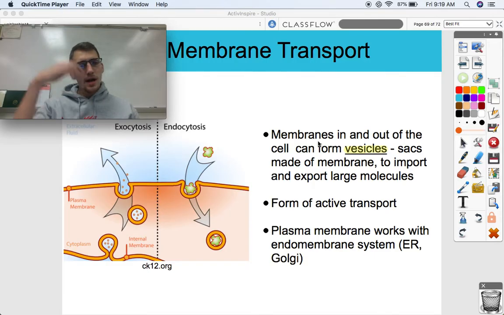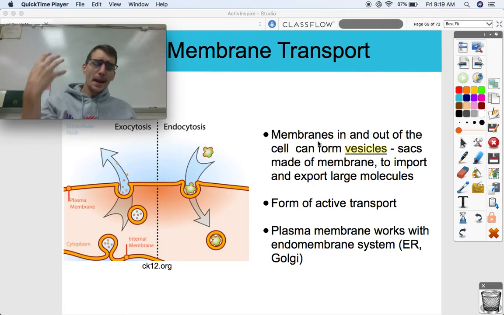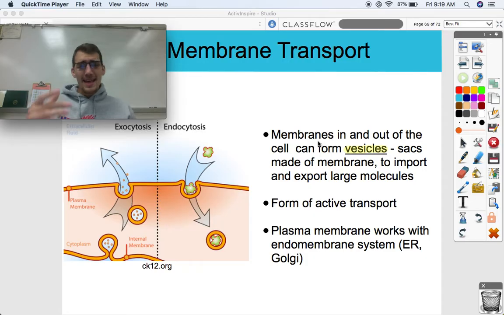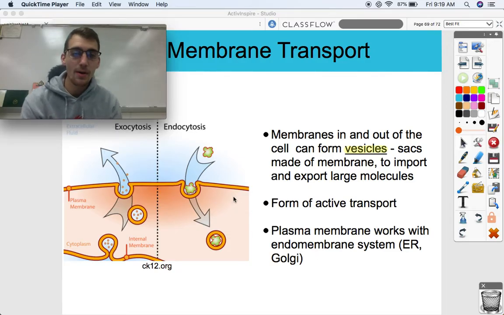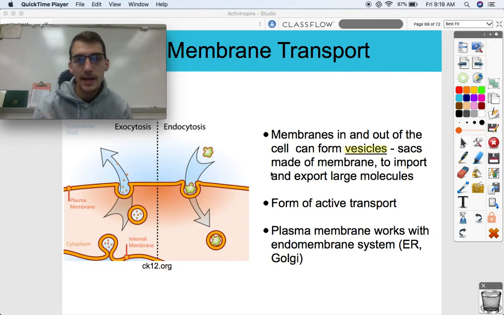Remember how the consistency of the cell membrane is like a bubble. It's like a soap bubble, right? And a bubble can change shape. Bubbles can form smaller bubbles within them. That's the same idea with the cell membrane. So the plasma membrane, as I put down here, works with what we call the endomembrane system. We might have talked about this in an earlier topic, but the endomembrane system is like the membranes on the inside of the cell.